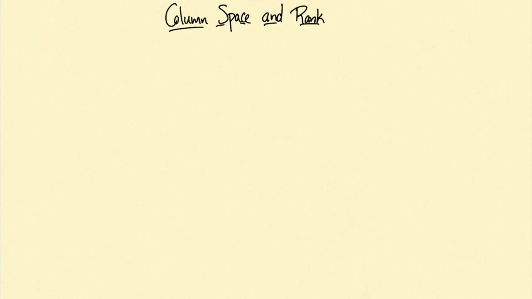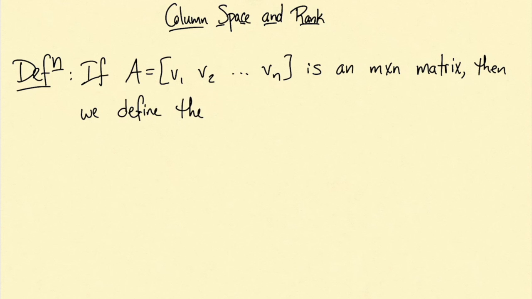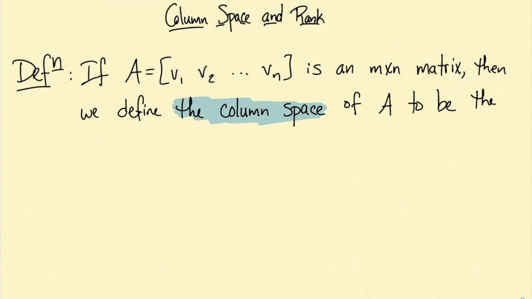So here we're going to focus on another space that is naturally associated to an m by n matrix. So we're going to start out with a definition. If A is an m by n matrix with columns v1 through vn, then we define the column space of A to be the set col of A, defined to be the span of the vectors v1 through vn.